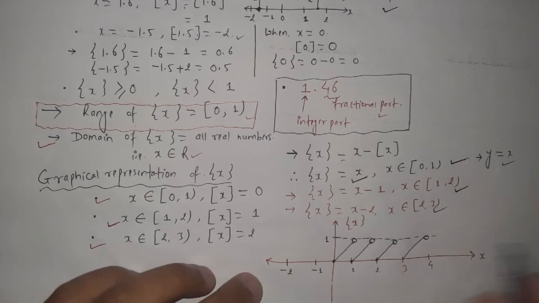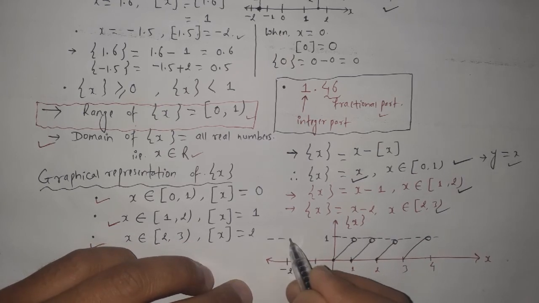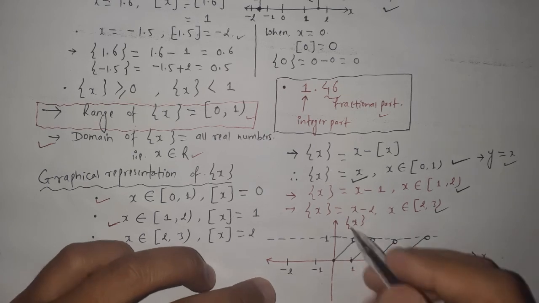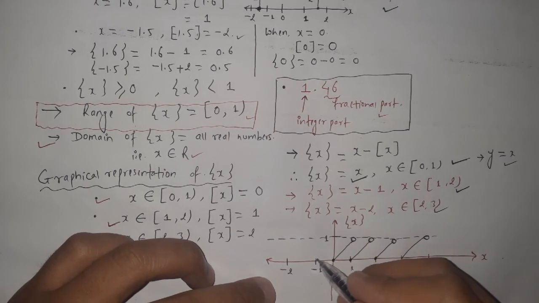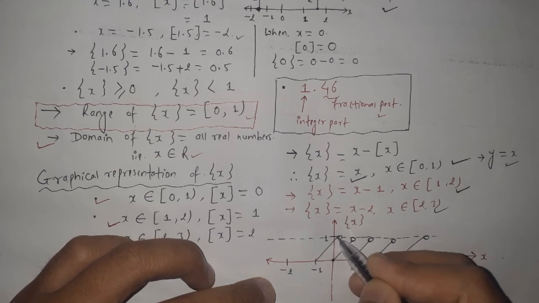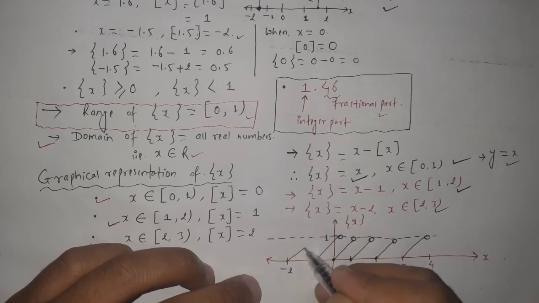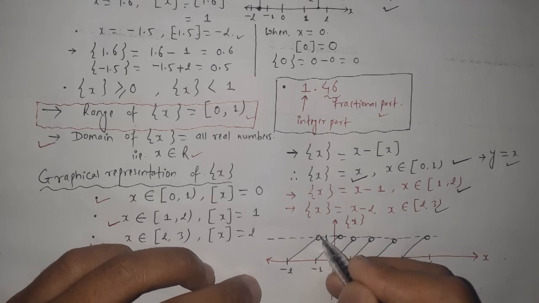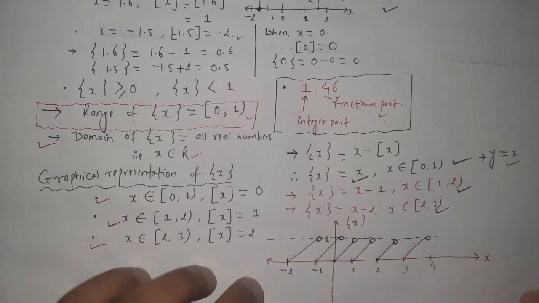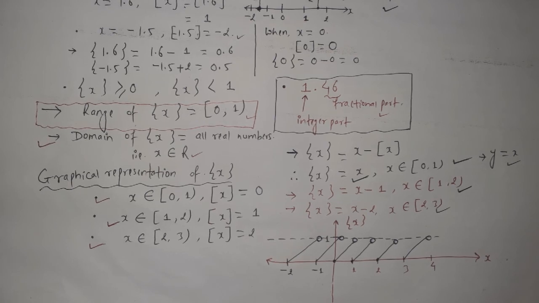Similarly, and so on. For the negative inputs, we can also write the nature of this function. This graph is similar. This will be at 45 degrees, and the 1 does not belong here. Open circle. Similarly, we can graph other negative inputs also, and so on. These are the graphical representations of the fractional part functions.